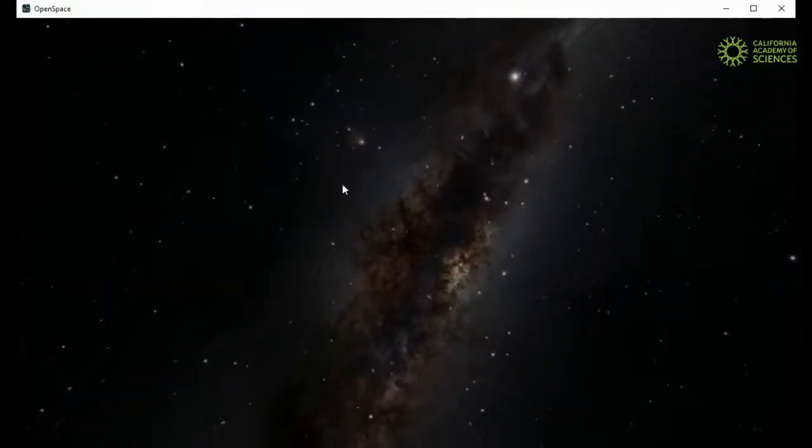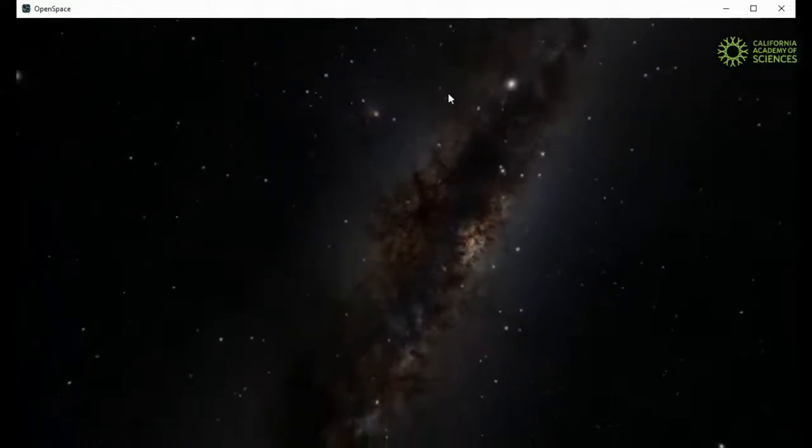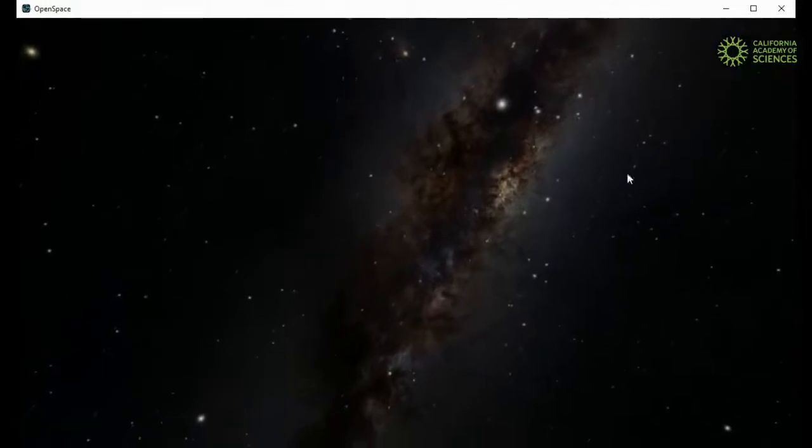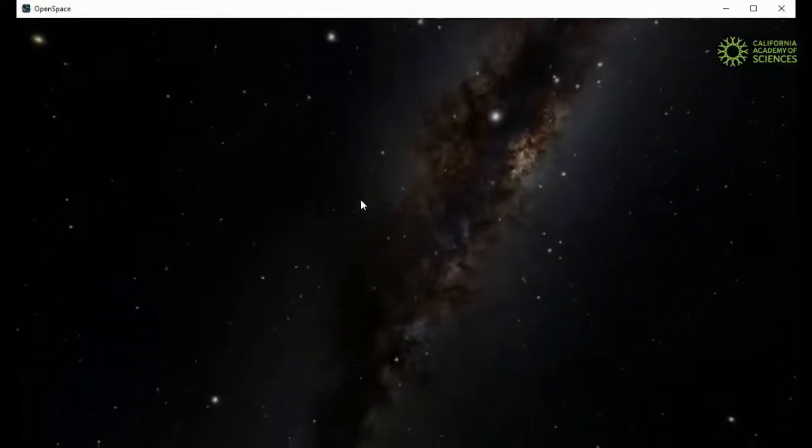How do I know this is the center? It's the thickest part around. Also, if you were to count stars in every single direction, you would see more stars in the center towards this direction than any other. And how does that help us?